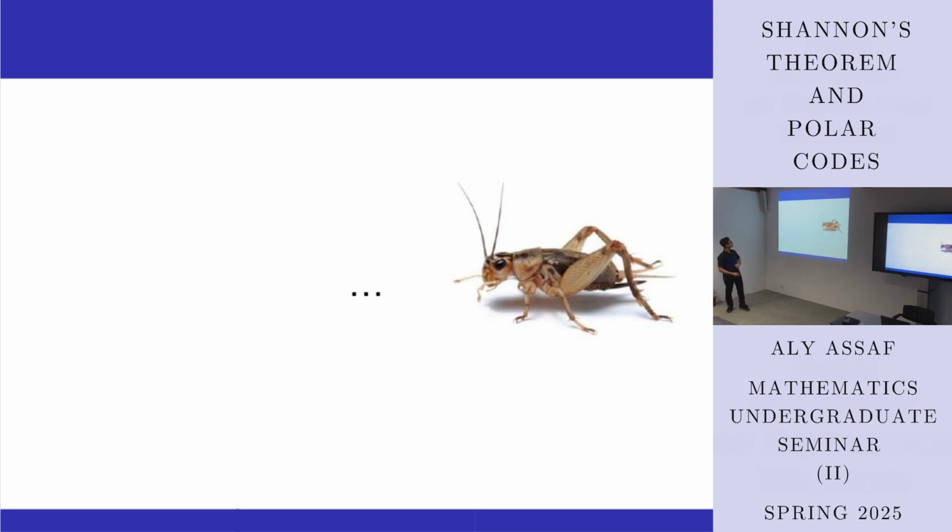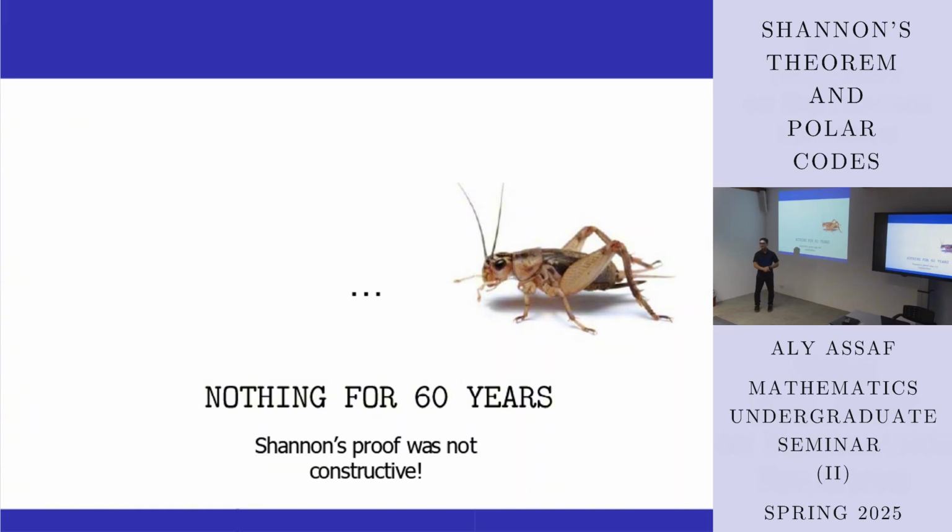What happened? Nobody can use this. Nothing happened for 60 years. The problem is that Shannon's theorem is non-constructive. Okay, it did not give us any explicit way to make a code. It just said, this is the best you can make.